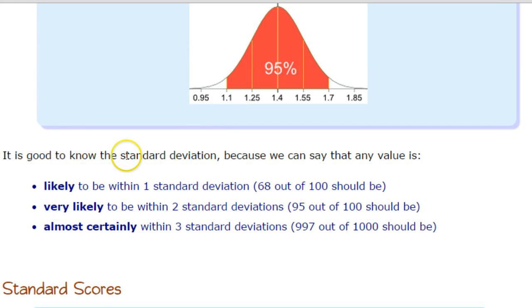It is good to know the standard deviation, because we can say that a value is likely to be within 1 standard deviation, very likely to be within 2, and almost certainly within 3. As a matter of fact, there was a story about scientists who were trying to discover the beginning of all existence with the Big Bang, and they found that to within a certainty of 5 sigma, or 5 standard deviations, the Big Bang actually happened. Some really cool stuff that actually works with this.